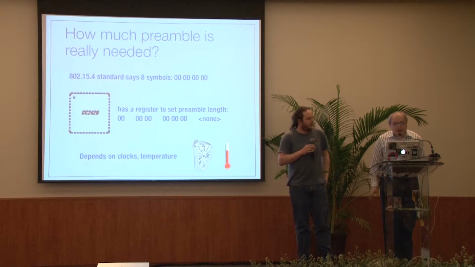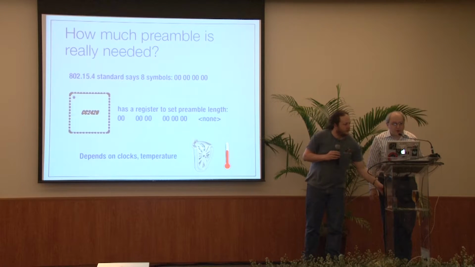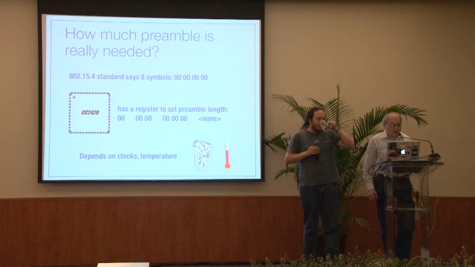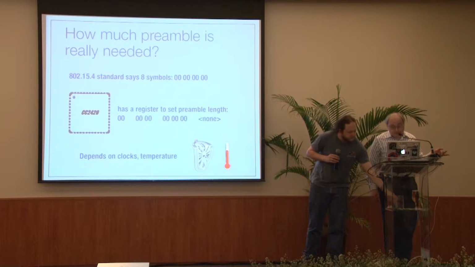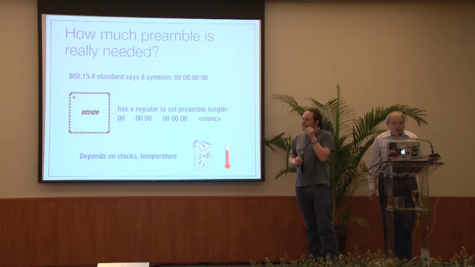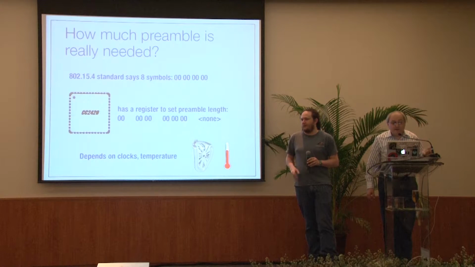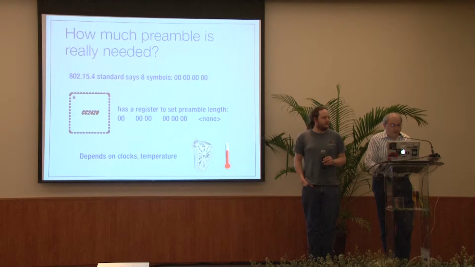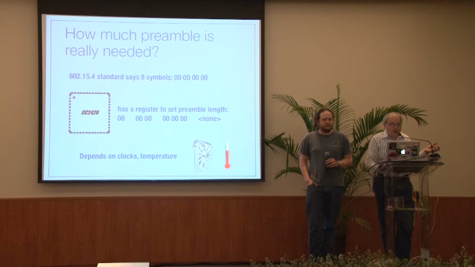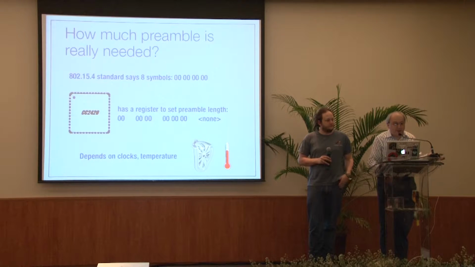And so then the question is, how many of these repeated symbols are actually enough to synchronize? The standard says 8. But in fact, the chip has a register where you can set the preamble length and control how many of those you would actually send. And that could be anywhere from none to 8. And of course, depending on temperature, the amount of preamble needed varies. But what if you vary it purposefully?